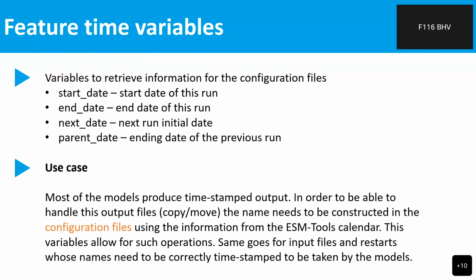And then next date tells you the date of the following run, the beginning of the following run. And parent date, or pref date, there are 2 variables, they are basically the same. They tell you the end of the previous run. What's the date of the end of the previous run?